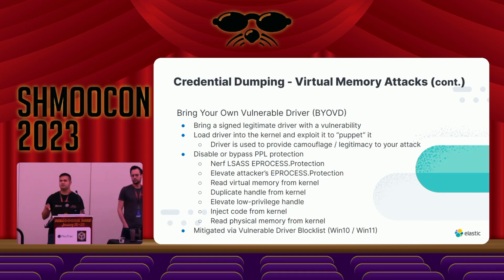So typically what a BYOVD attack looks like is that adversaries are going to load a signed driver with a known vulnerability, and then they will later exploit that driver in order to get it to perform actions with kernel level privileges. Essentially this is done to disable or otherwise bypass PPL. In response to this attack vector, Microsoft at least blocks known vulnerable drivers by default in Windows 11, and it's optional in Windows 10.